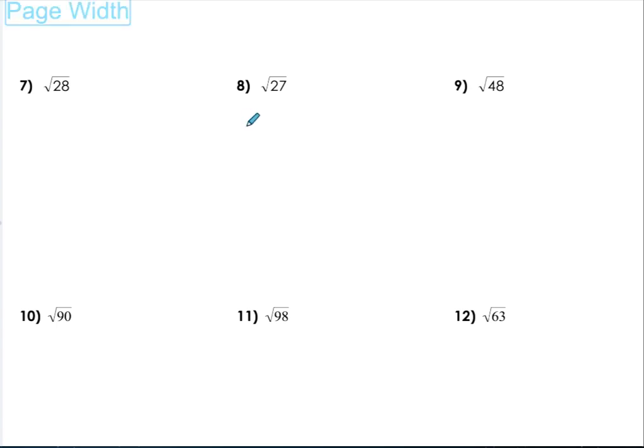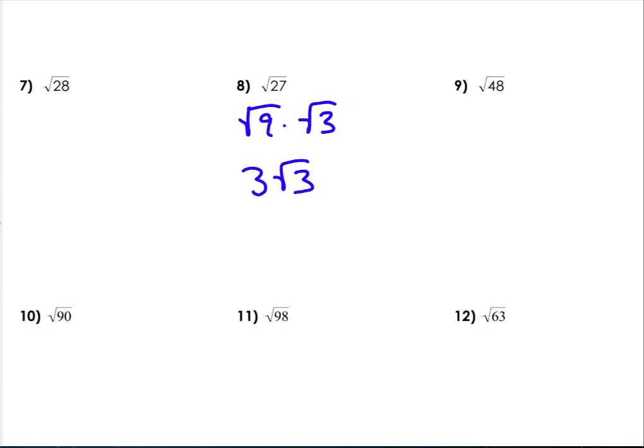So for instance here, this would be the square root of 9 times the square root of 3. So that's 3 square root of 3. 28 would be square root of 4 times the square root of 7. So 2 square roots of 7.